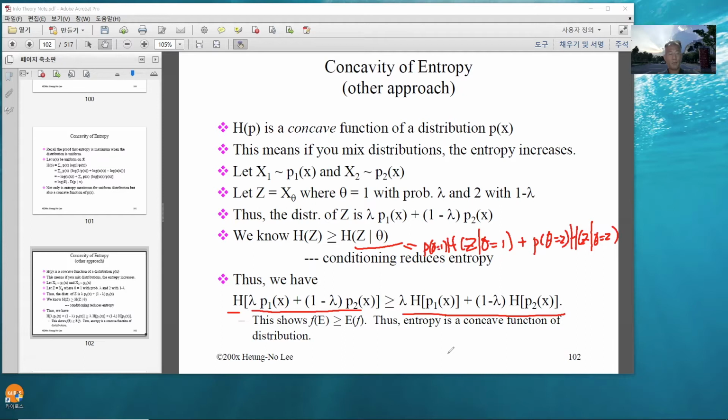Since H, which is the entropy function, is a concave function, a concave function goes this way, so the function of the average is greater than the average of the function, which is right here. So the inequality goes this way, because entropy is a concave function of input. So concavity of entropy has been proved again using this random variable Z.